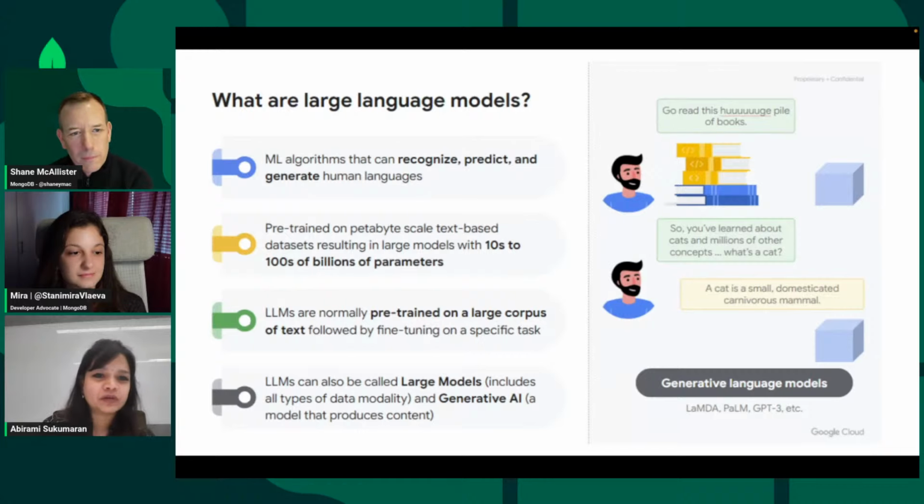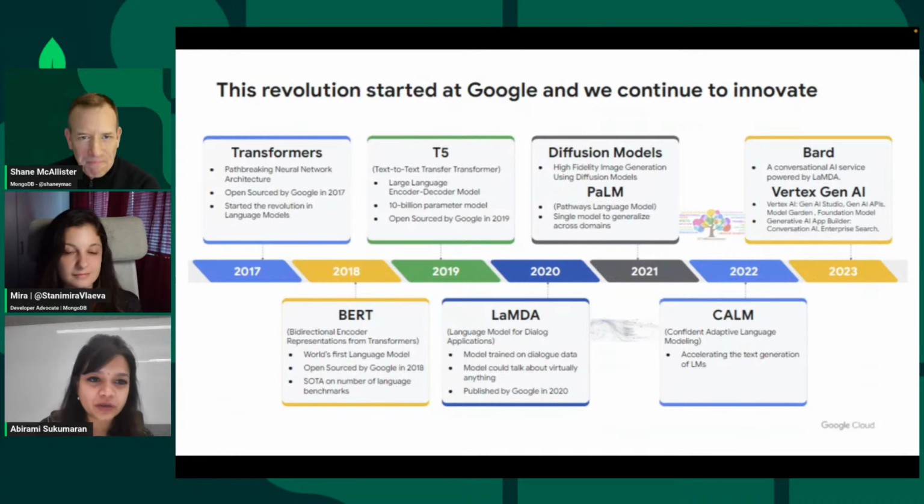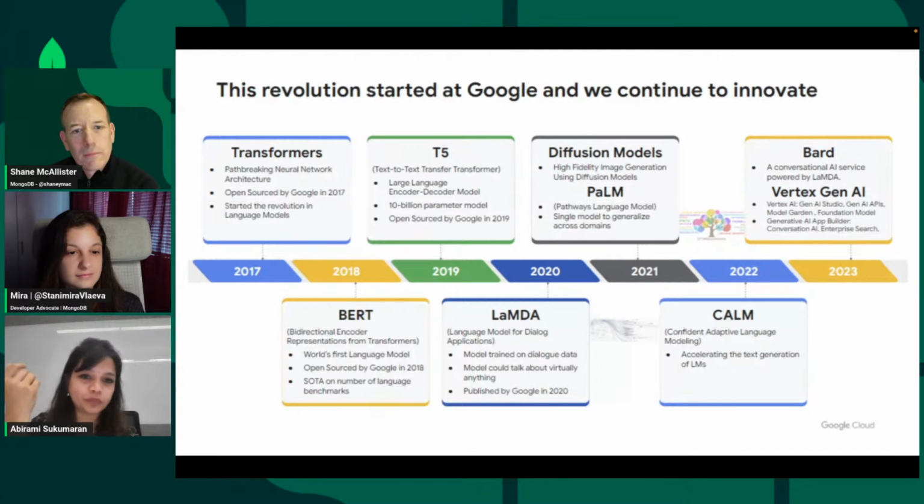If you go to the next slide, we can probably see the evolution. It all started with transformers back in the day, and then several APIs that we may have used, like BERT and LaMDA, were pretty popular before generative AI. Even the name took us by storm.